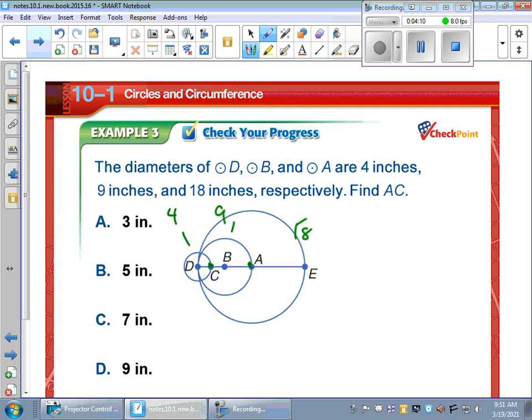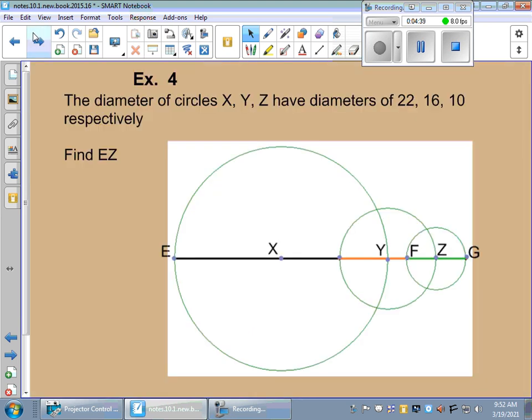If you take the entire diameter of circle B, that's 9, okay? And you're going to subtract this section right here, which is half of the diameter of DC. So DC is 4, you take half of that, you get 2. 9 minus 2, you get a final answer of 7. Final answer of 7.